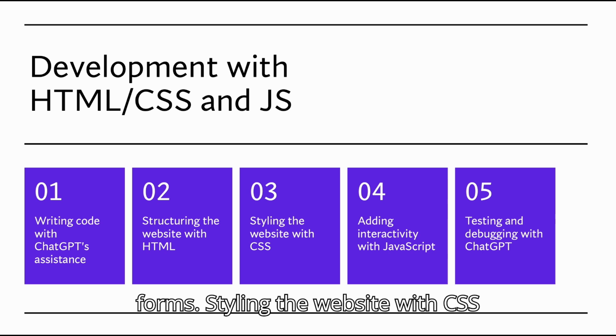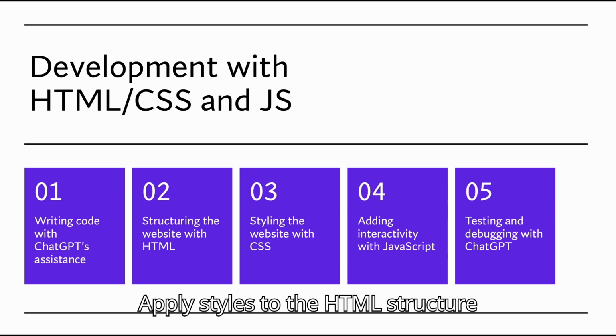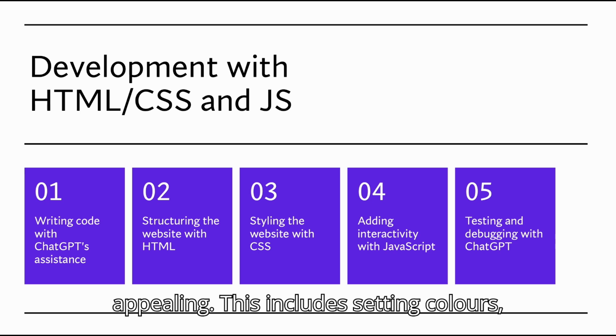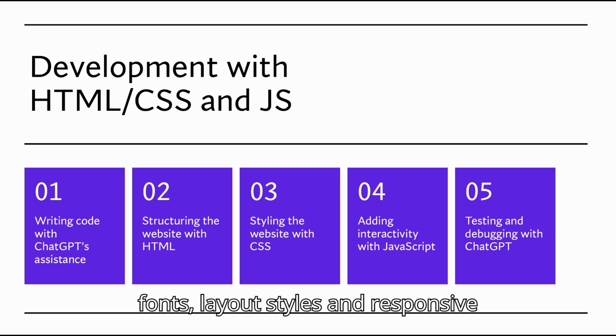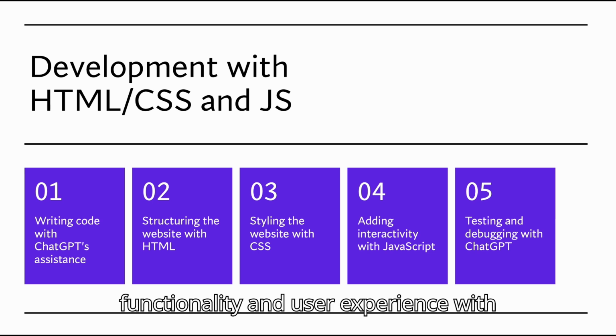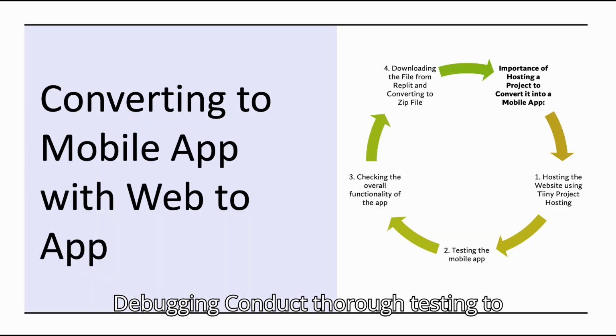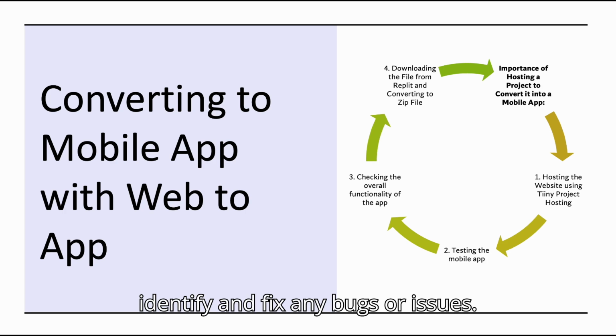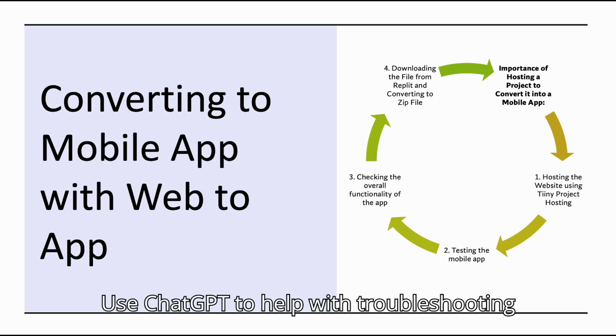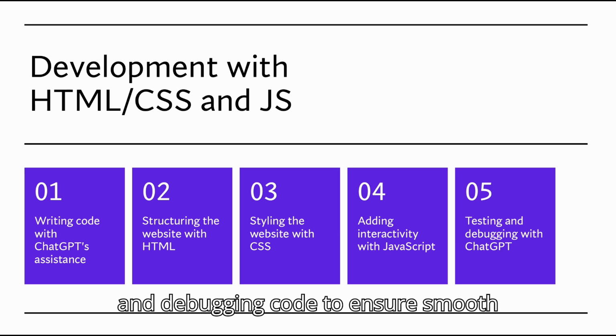Styling the website with CSS. Apply styles to the HTML structure using CSS to make the app visually appealing. This includes setting colors, fonts, layout styles, and responsive design elements. Adding interactivity with JavaScript: enhance the app's functionality and user experience with JavaScript. This can include form validations, dynamic content updates, and interactive elements. Testing and debugging: conduct thorough testing to identify and fix any bugs or issues. Use ChatGPT to help with troubleshooting and debugging code to ensure smooth performance.